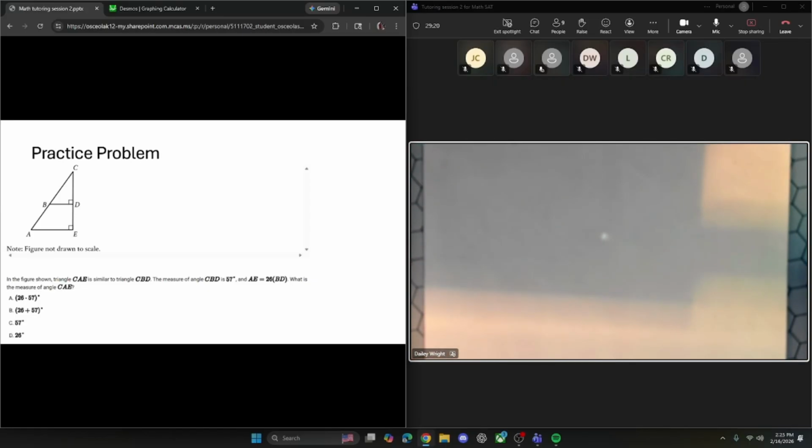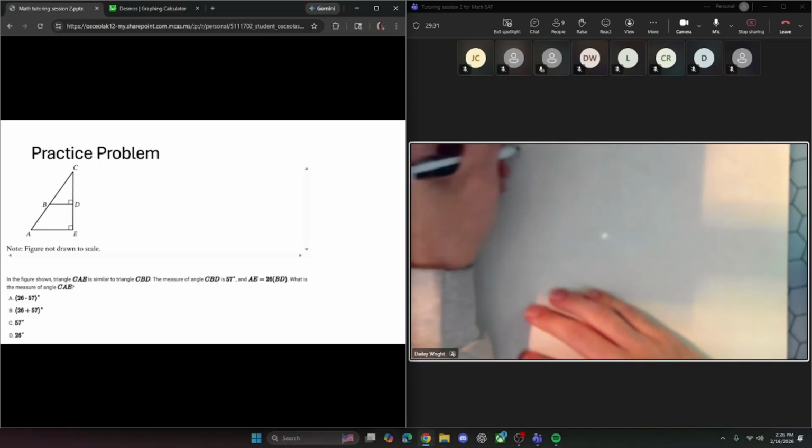In the figure shown, CAE is similar to CBD. The measure of angle CBD is 57 and AE is 26 times BD. What is the measure of CAE? So I'm going to draw this out.